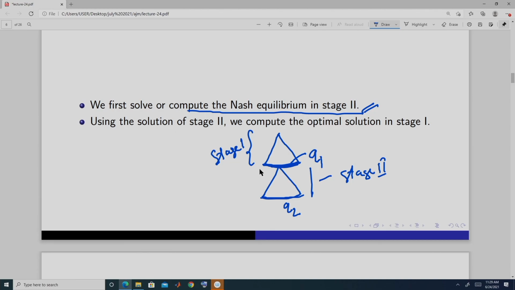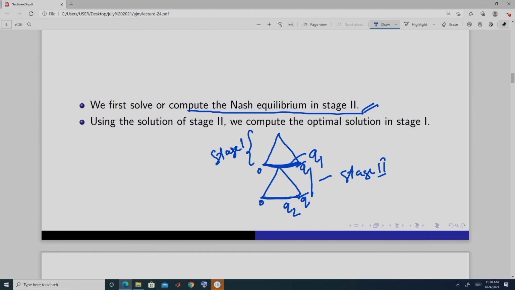So, it is from 0 to some sufficiently big number Q upper bar. So, this is stage 1 and this is stage 2. Now how do we solve this? We use backward induction.